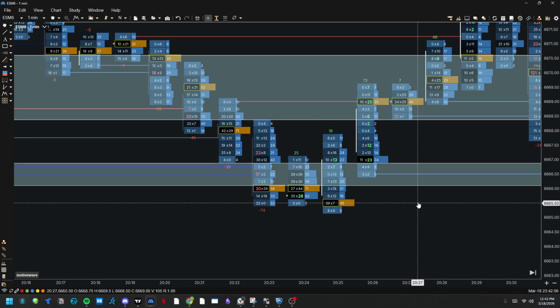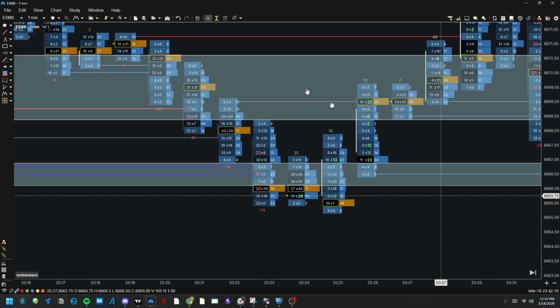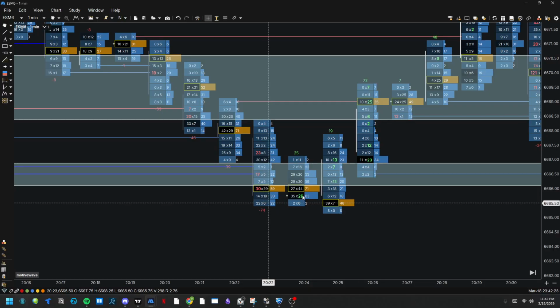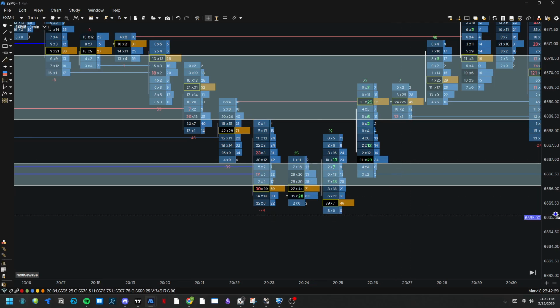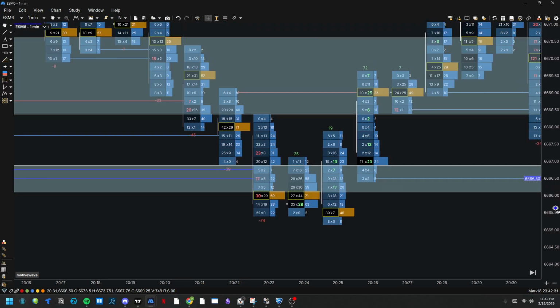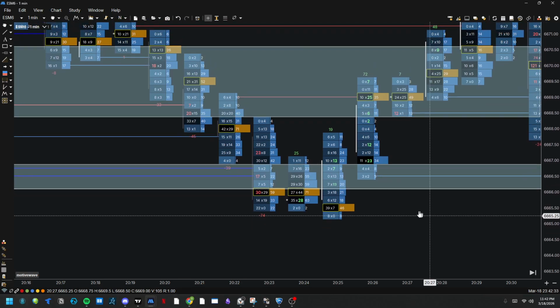I don't know about low RR, but you know what I mean by lower R. If you're taking a 1 to 10, a 1 to 15, that's okay, but a 1 to 10 is low for me. You see the imbalance, you could just long this. Make sure you use the DOM to confirm it, for pulling and stacking.